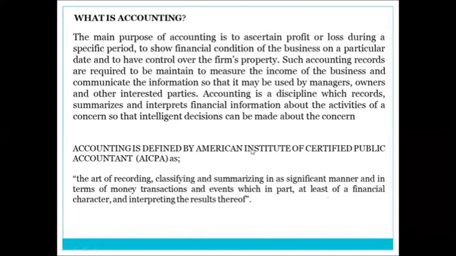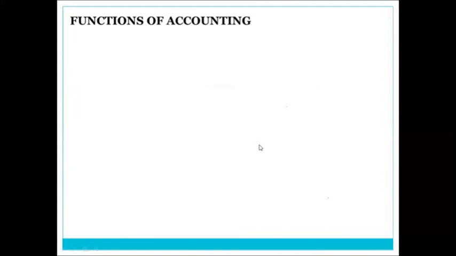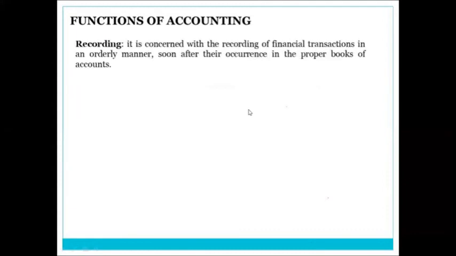So accounting has 4 functions. The first one is the recording. Sabi sa definition, it is the art of recording, classifying, summarizing, and interpreting the results thereof. So the first one is the recording. It is concerned with the recording of financial transactions in an orderly manner soon after their occurrence in the proper books of accounts. So the first thing that you need to do whenever you are doing accounting is the recording. So saan nga ba nangyayari ang recording? When we are journalizing. So we are recording those day-to-day transactions sa ating journals.